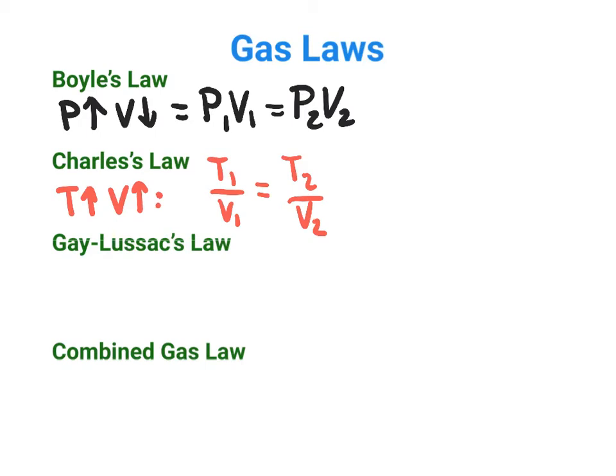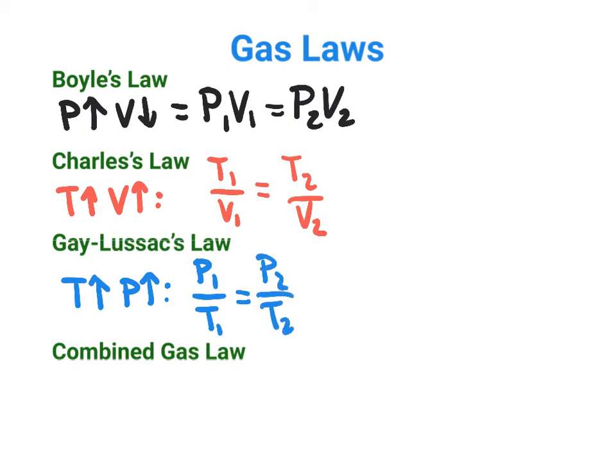Then we have Gay-Lussac's law. I know it's spelled Gay-Lussac, but it's actually pronounced Gay-Lussac. And he talks about pressure and temperature. And he says as the temperature of a gas increases, so does the pressure. His equation is very similar. It is P1 over T1 equals P2 over T2. So pressure over temperature. If you change one, you can figure out the other.